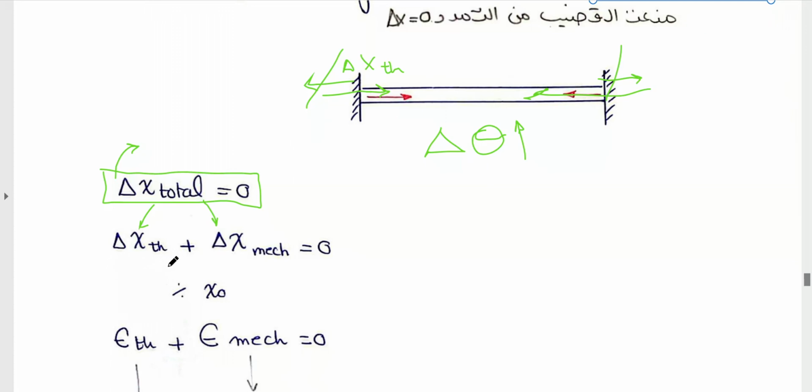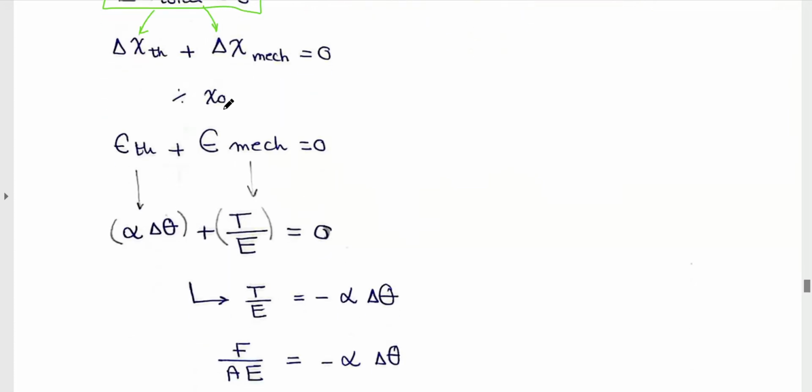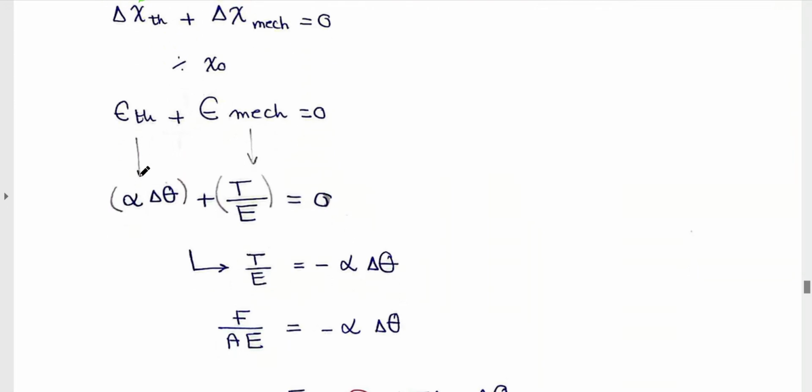Delta x thermal plus delta x mechanical equals 0. Divide both sides of the equation by x naught, the original length. Strain thermal plus strain mechanical equals 0. But we know from the other slide that the thermal strain is alpha delta theta, depends on alpha and delta theta. And the mechanical strain is stress over Young's modulus. Add two terms and the result is 0.